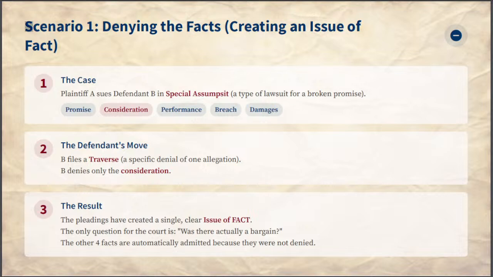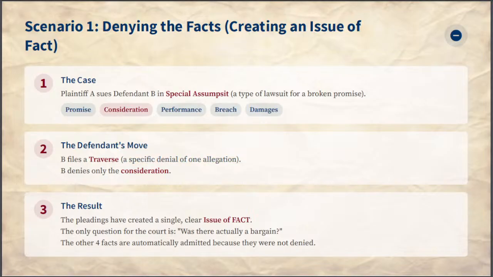So let's look at a scenario here. Here's scenario 1, denying the facts, creating an issue of fact. Here's the case. Plaintiff A sues defendant B in a special assumpsit, a type of lawsuit for a broken promise. It's contractual. So the plaintiff sues for consideration only, the broken promise here. So it's for consideration, the defendant's move. Defendant B files a traverse, a specific denial of one allegation.